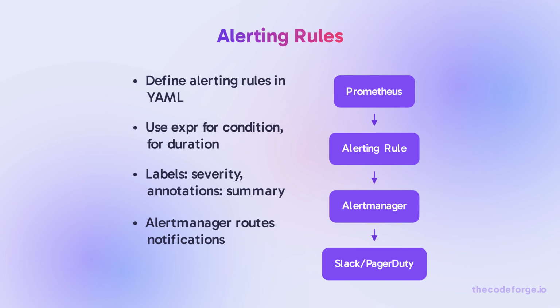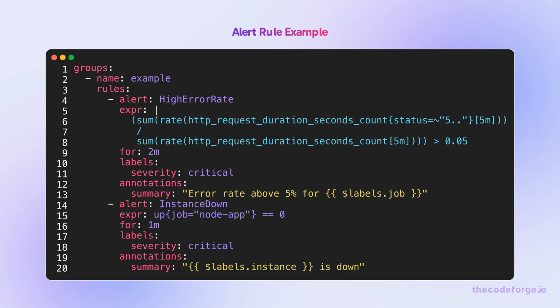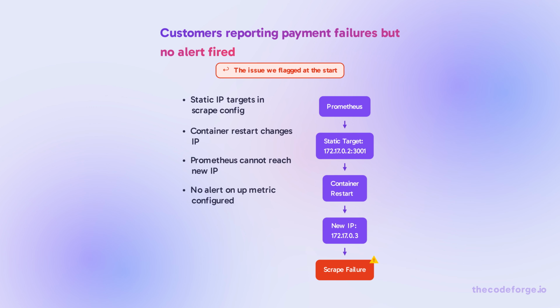Prometheus alerting works in 2 parts: alerting rules in Prometheus and alert routing by Alertmanager. Rules are defined in a YAML file and evaluated at the scrape interval. This rule fires if error rate exceeds 5% for 2 minutes. The for clause prevents flapping. The InstanceDown alert triggers when a target is unreachable, exactly what we needed in the incident. This is the same issue we highlighted at the start.